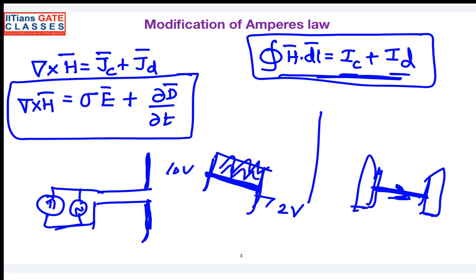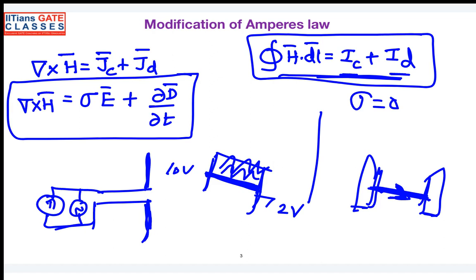Ideally, your sigma will be zero. A dielectric should not conduct anything. But what will happen when you take a practical dielectric? You have a finite conductivity. So because of the conductivity of the dielectric, there will be a current flow through the dielectric medium. That you can call a conduction current.